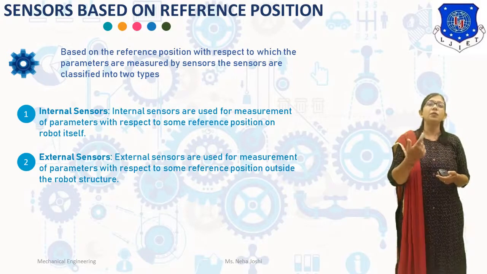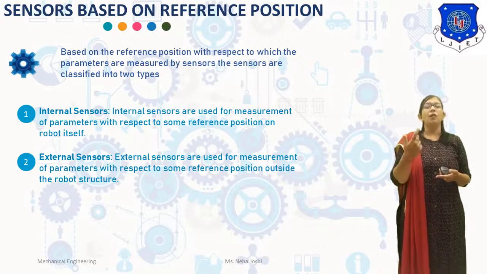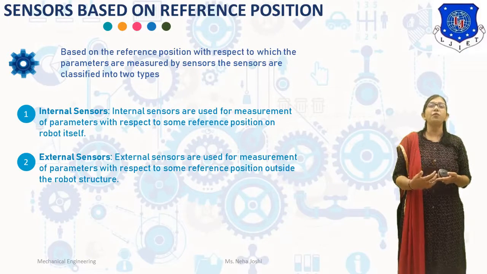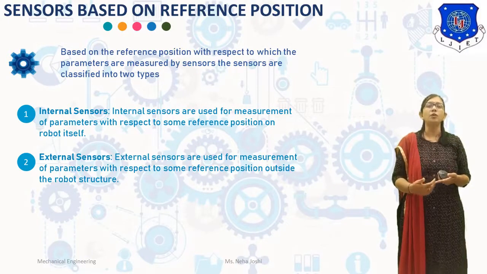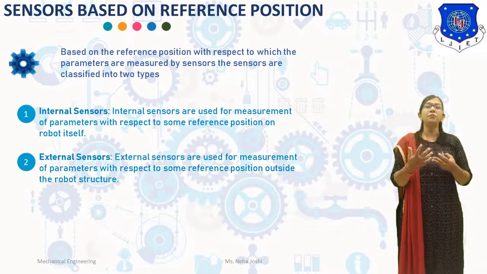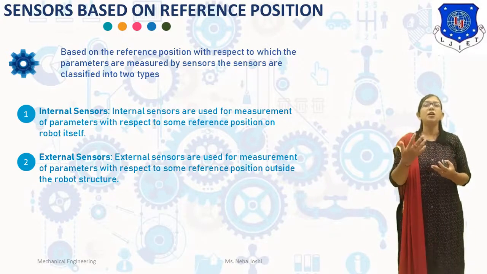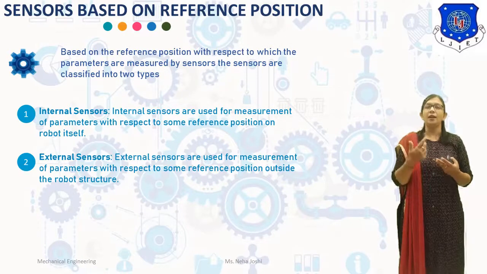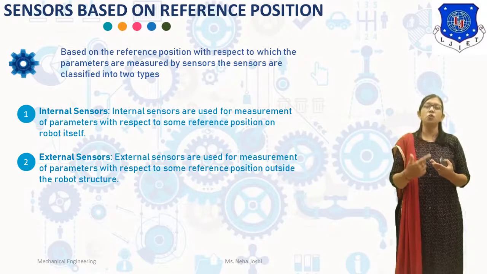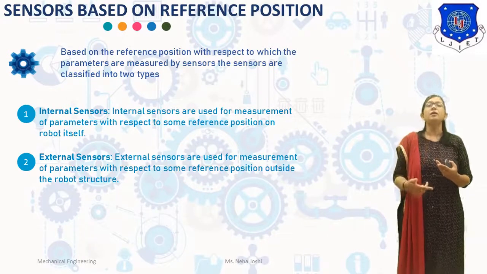Next one is external sensors. External sensors are used for the measurement of parameters with respect to some reference position outside the robot structure. So this is what the different kinds of sensors used in robotics are about: tactile sensors, contact type sensors, non-contact type sensors, internal sensors and external sensors.